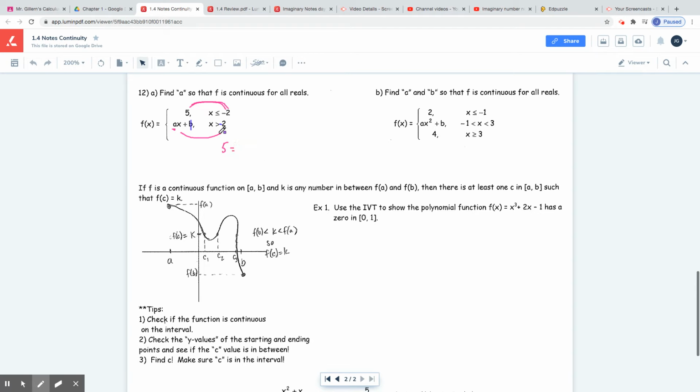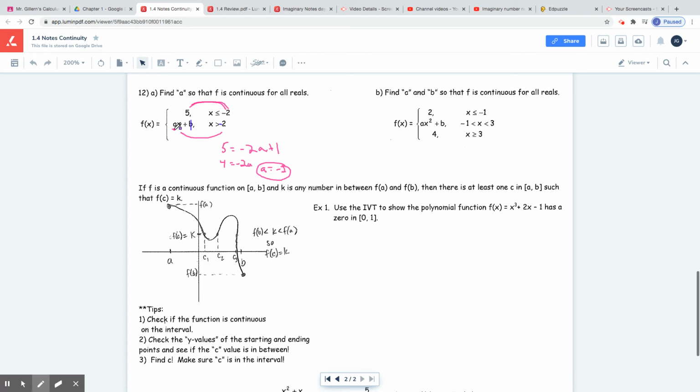Equals, I plug negative 2 into this x and get negative 2a plus 1. And I set them equal to each other. And then I just solve for a. So 4 equals negative 2a. A equals negative 2. So a has to be equal to negative 2.